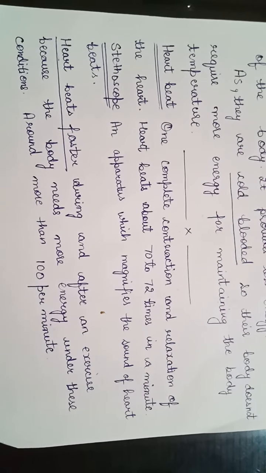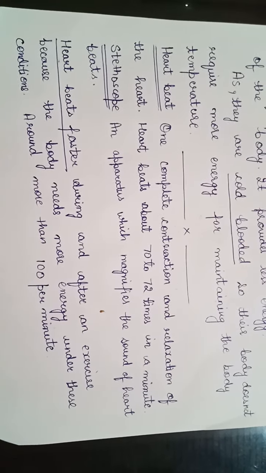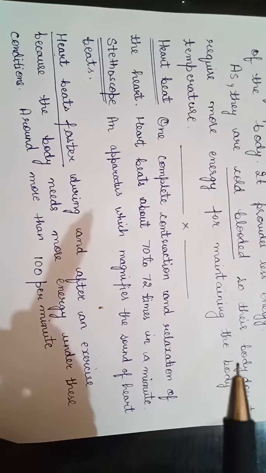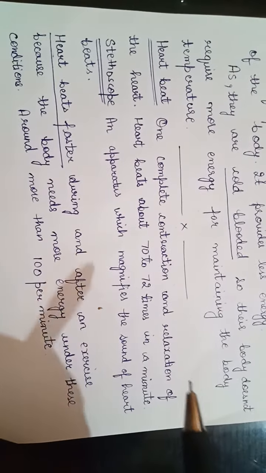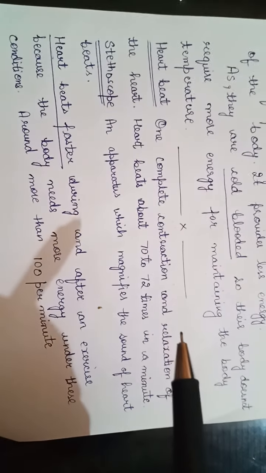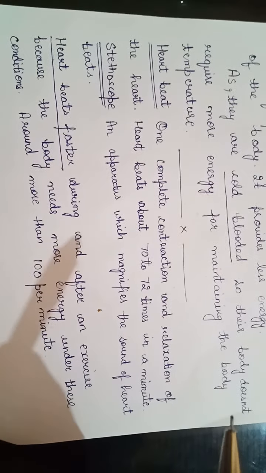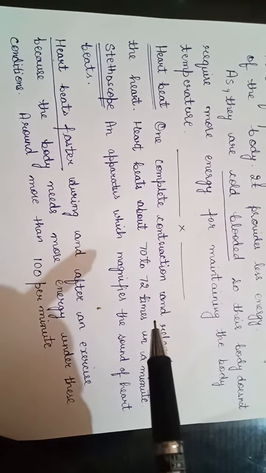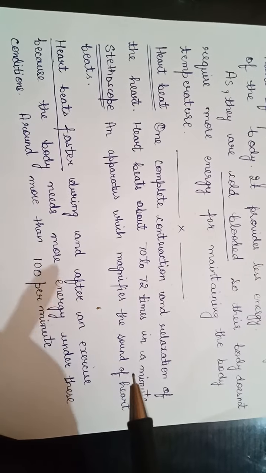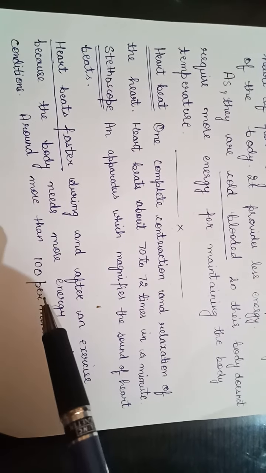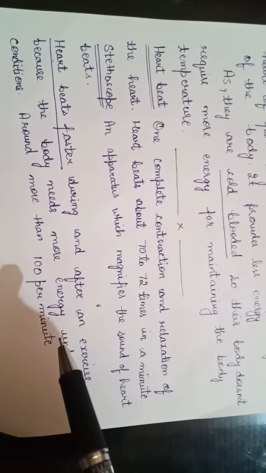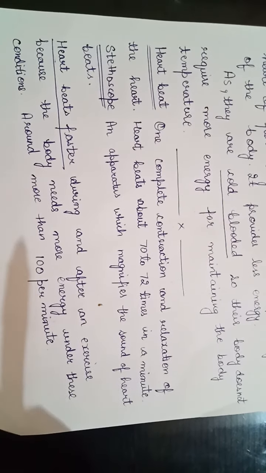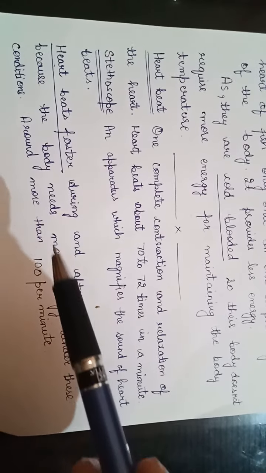Next, we will study blood pressure. First of all, you should know about some terms like heartbeat. What is heartbeat? One complete contraction and relaxation of the heart is known as the heartbeat. Heartbeats range around 70 to 72 times in a minute, but it can increase to 100 times per minute when you do physical exercise. So during physical exercise, the heartbeat becomes faster.